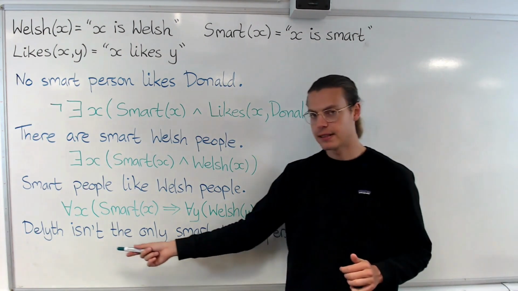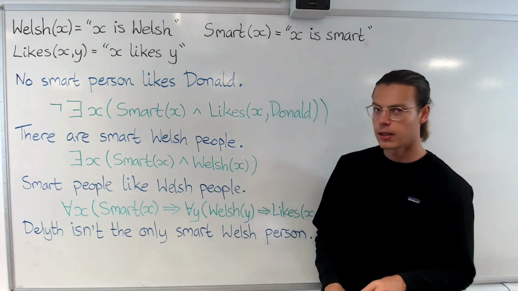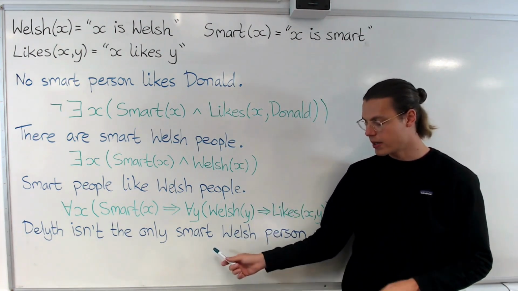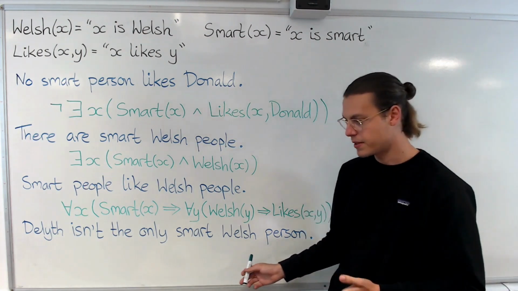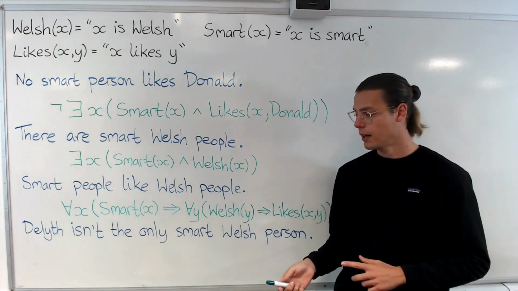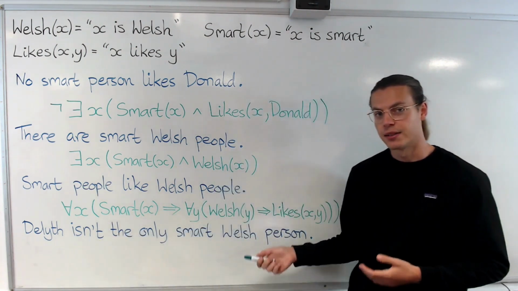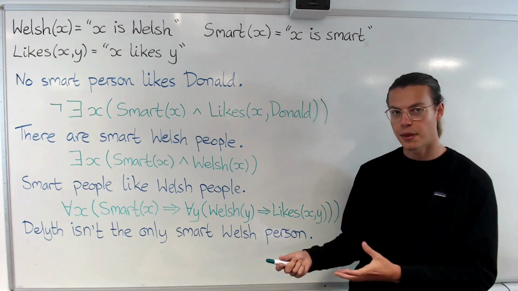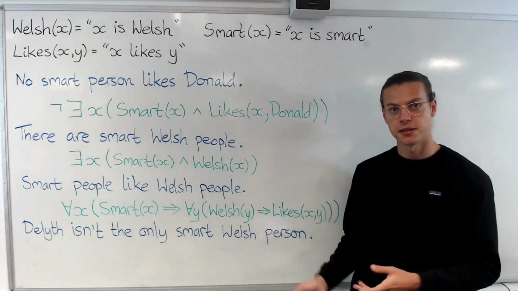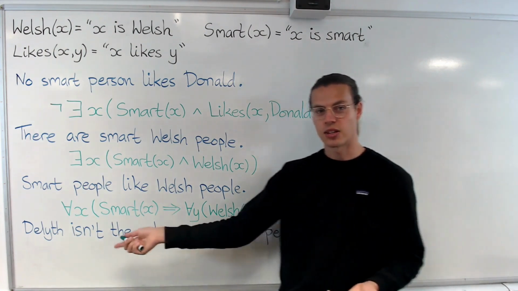Our last statement is Delyth isn't the only smart Welsh person. Now this is an interesting one. So this tells us that there is a smart Welsh person that is not Delyth. Now it's also heavily implied, and this is how we will interpret it, that Delyth is a smart Welsh person, right? Delyth is a smart Welsh person, and not only that, she isn't the only smart Welsh person.